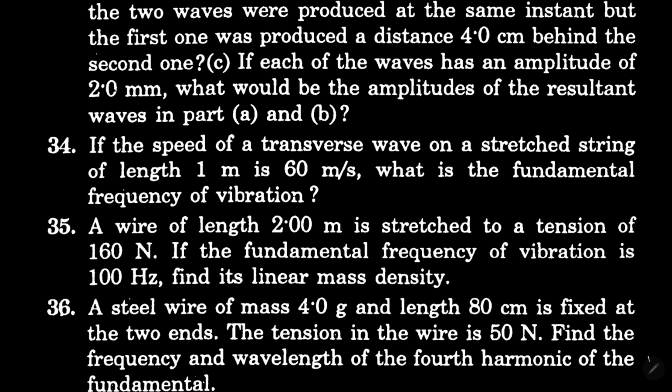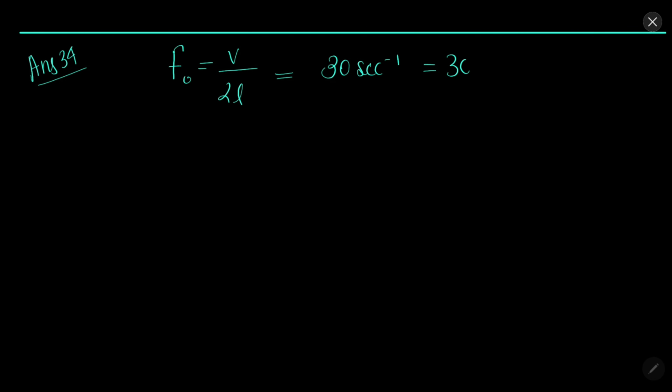In question 34, if the speed of transverse wave is 60 meter per second, what is the fundamental frequency of vibration? Solution 34. So f naught will be v over 2l, which will come out to be 30 per second or 30 hertz.